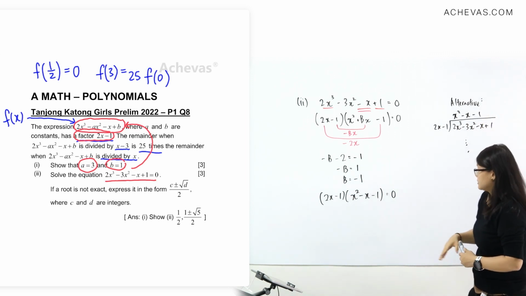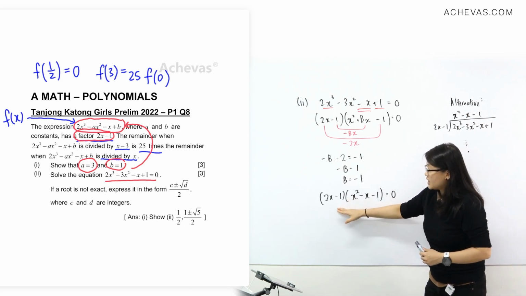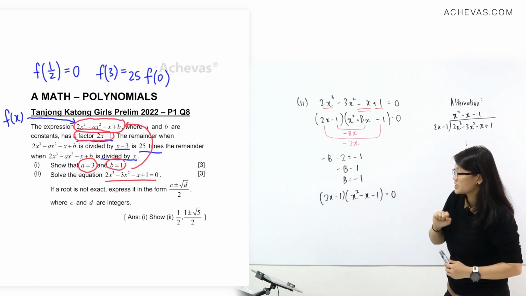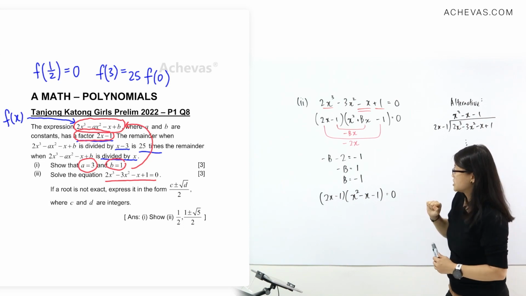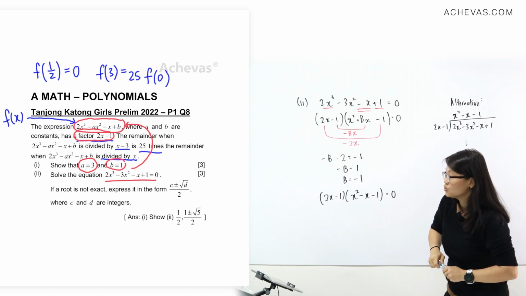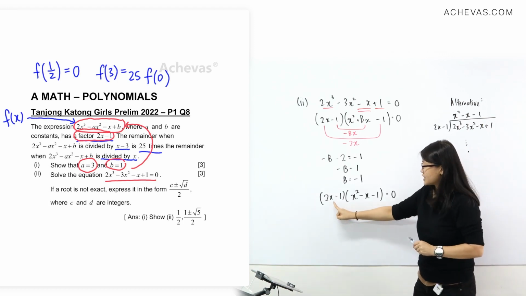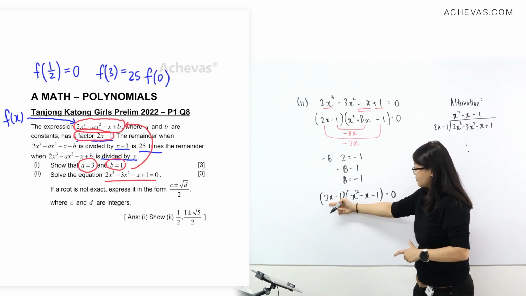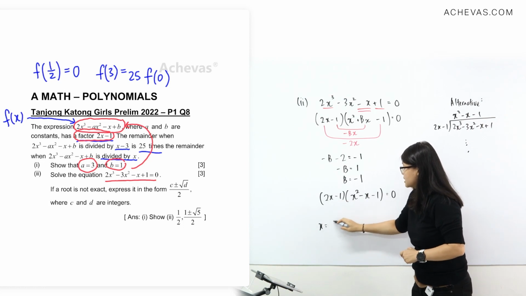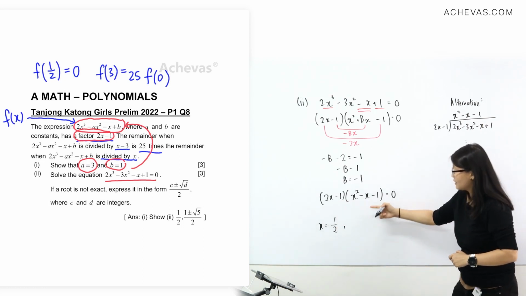Now let's go on with this one here. We are asked to express the root in the form of c plus minus square root d over 2, if the root is not exact. So the first root is exact over here. The answer from the first bracket, the root, is going to be 1 over 2. How about this part here?